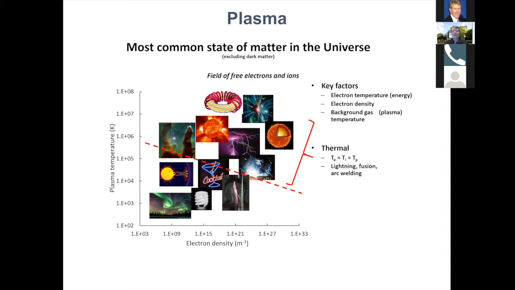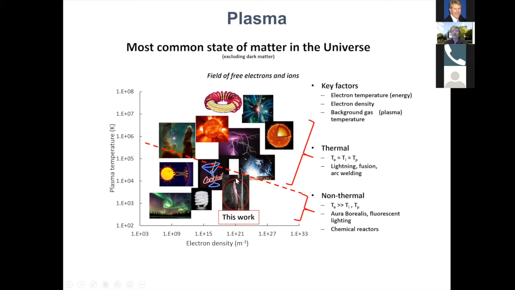But where we are interested in is the kind of process called a non-thermal plasma, which is like, if you can see this diagram, you can see where neon lights are. You can see where lightning is. You can see where torches are, arc welding. These are all kind of plasma processes that have very high temperature.